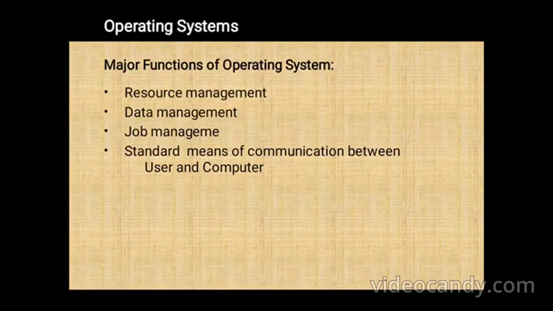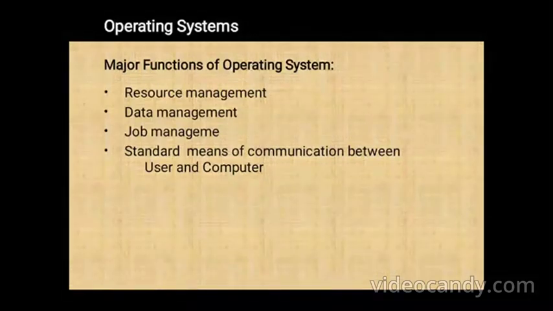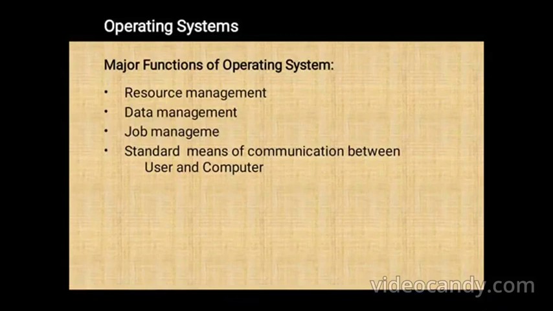So in the last slide, the major functions of the operating system are resource management, data management and job management, and also a standard means of communication between the user and computer. Finally, I conclude my topic regarding operating systems with the major functions of an operating system. Resource management means we can manage any of the resources by using the OS. Also data management and job management. Also it is the only way to communicate between user and computer. It acts as a middleware.